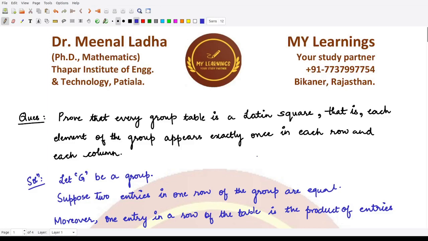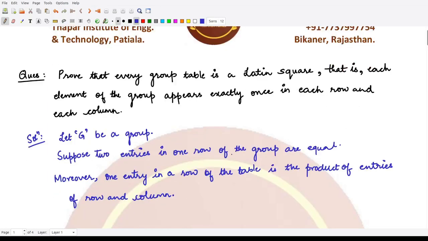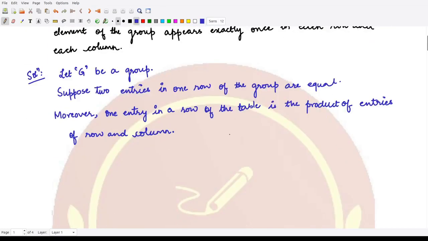Why are we doing this? Because we wanted to prove that they cannot be equal, right? So we'll be proving this by the method of contradiction, that each element of the group appears exactly once in each row and each column. So we assume that two entries are equal, right? And how are the entries formed? So let me tell you in this way.